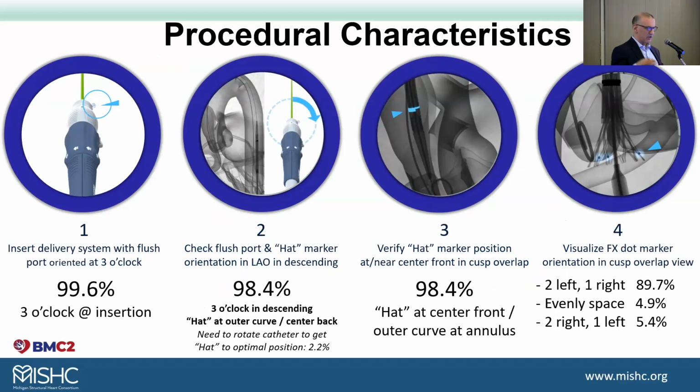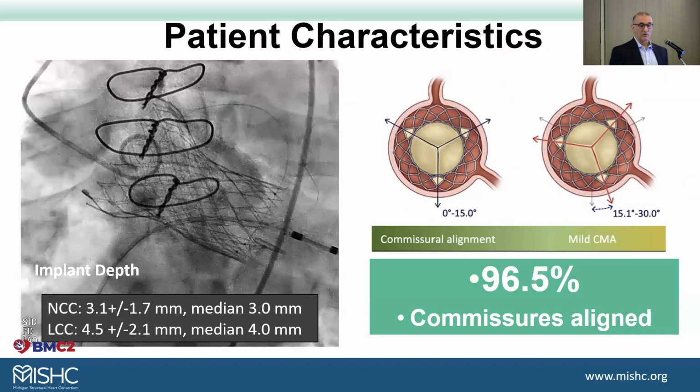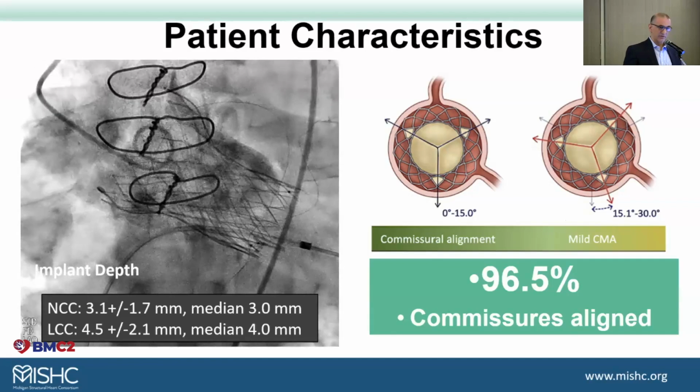And so there is a 4-step procedure. We're going in at 3 o'clock. I'm not going to belabor this too much and do all these maneuvers. And when we do these 4 maneuvers, we have found in the last iteration, we are able to achieve commissure alignment in 97% of our cases.